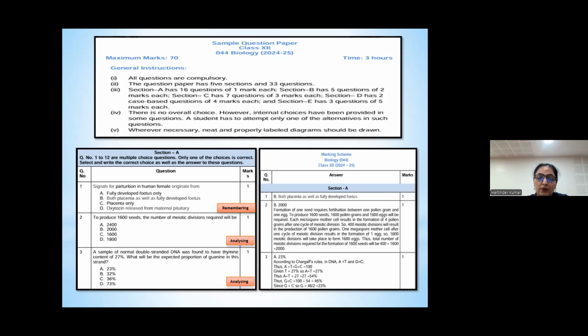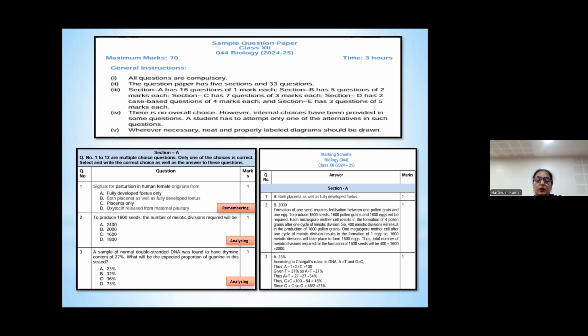So diagrams are to be drawn if they are related to any question, whether it is a 2 marks, 3 marks, or 5 marks question. Now, coming to the sample question paper as given by the CBSE a few days back. In the first question, we can see this is just a remembering question, because in this we have to select the choices for the signals for parturition in human females. It is a simple question which is related to the remembering portion.